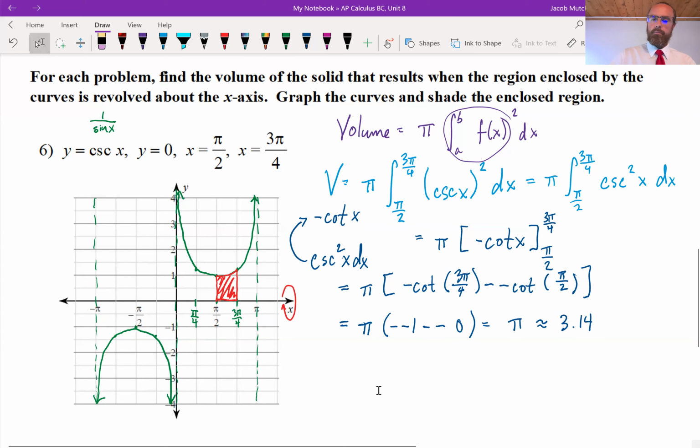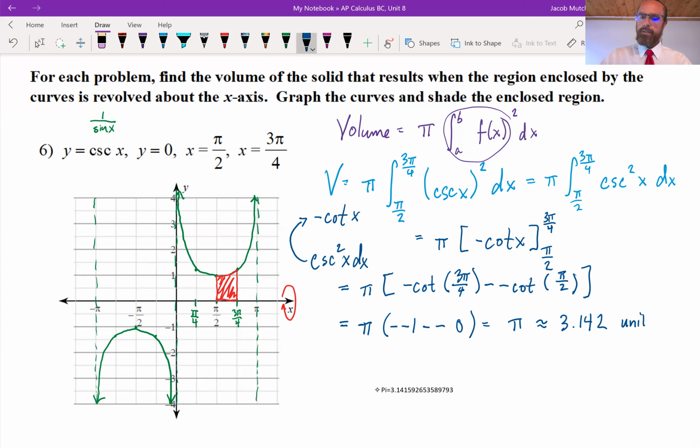We can get a few more decimals for pi. Let's see if it'll give it to us here. So 3.142. And again, I would put cubic units because we've created a solid of rotation.